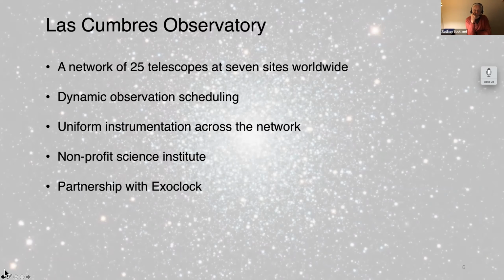It's uniform instrumentation across the network, which I can imagine would be quite popular with astronomers who don't want to be wasting time reading manuals and learning how to operate each instrument that they manage to get time on. It's a non-profit science institute, Las Cumbres, which means that in principle their hiring rates are rock bottom. And it is, as I said before, in a partnership with XOClock.